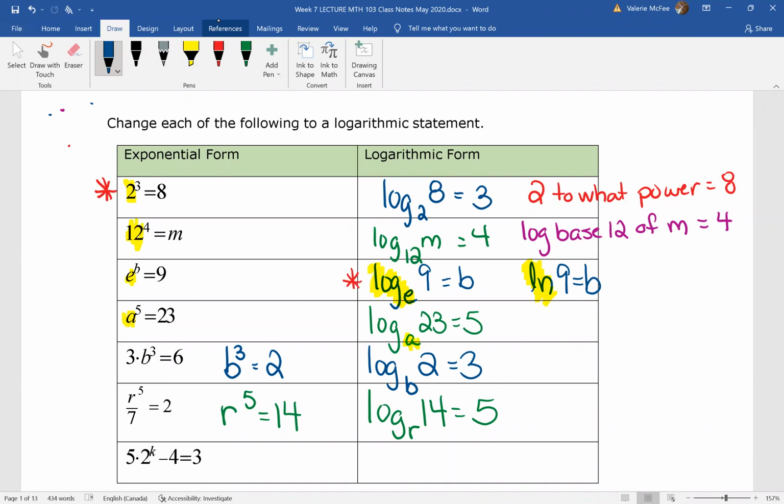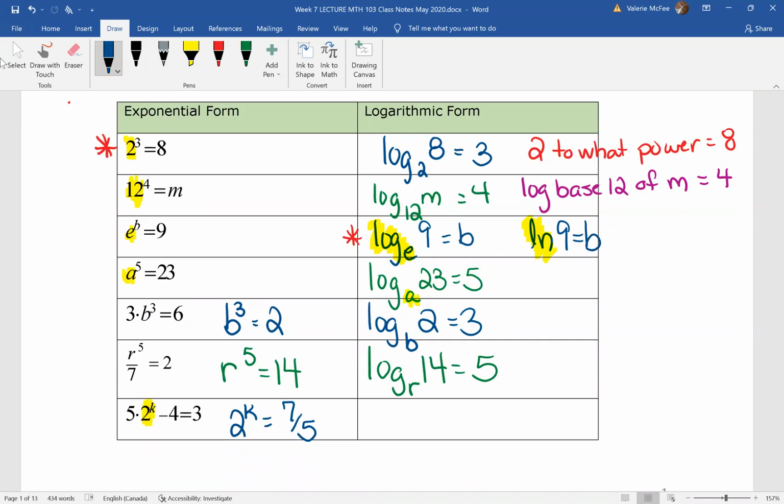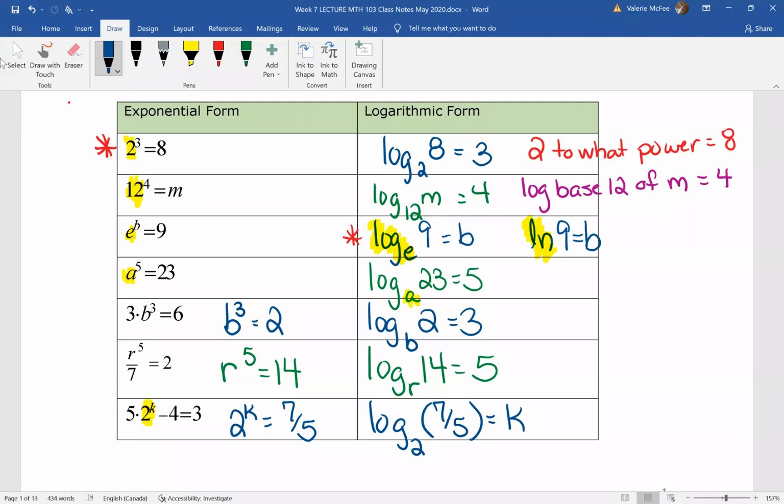Okay, we have to isolate the power. That means we want 2 to the power of k on one side by itself. Why don't you do that? Now we can see we have 2 to the power of k equals 7 over 5. Now we can write it in log form. I would suggest that brackets here are a good idea. Again, our bases are the same, base 2, and the answer to a log is the exponent.